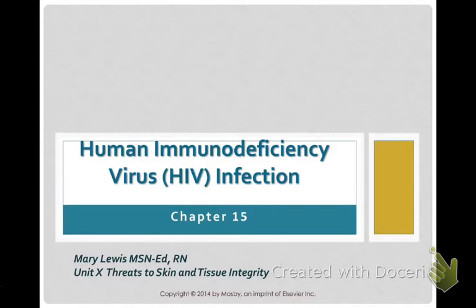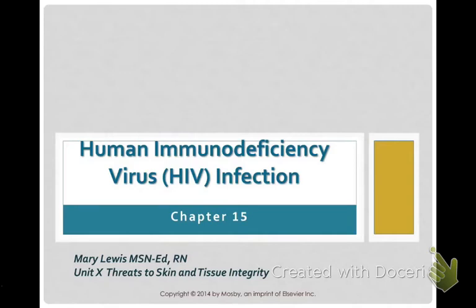So what is HIV? HIV is human immunodeficiency virus. Infection, some people call it disease, so you may hear it used interchangeably. It is a virus, and it is a global pandemic that affects millions of people. Right now, 33 million people are living with HIV, 2.7 million new infections each year, and 2 million HIV-related deaths each year.